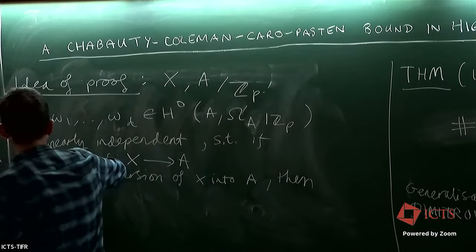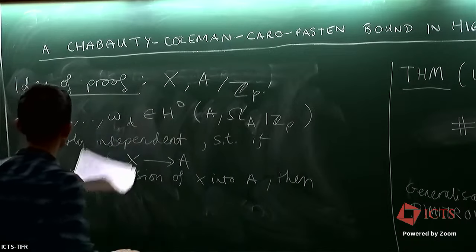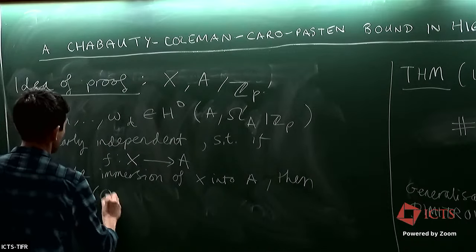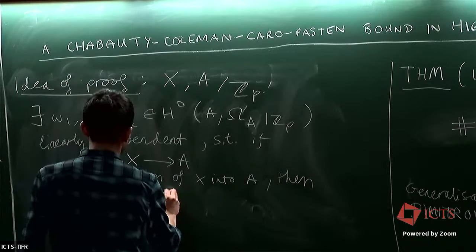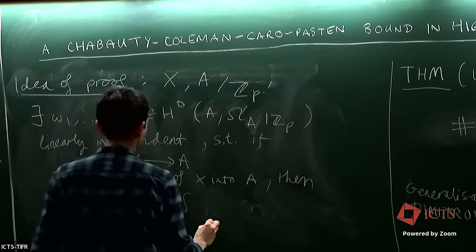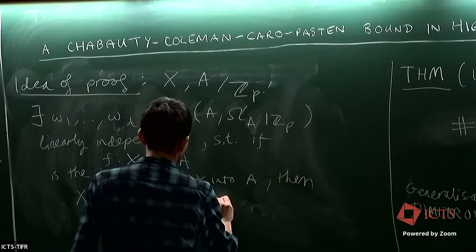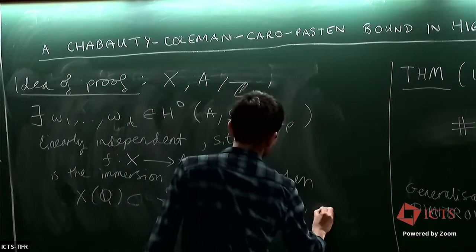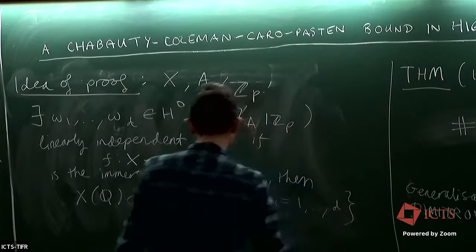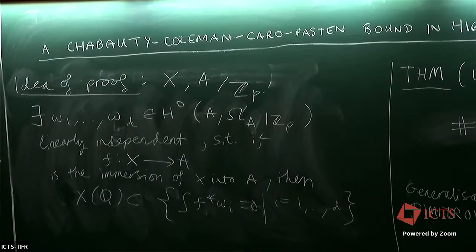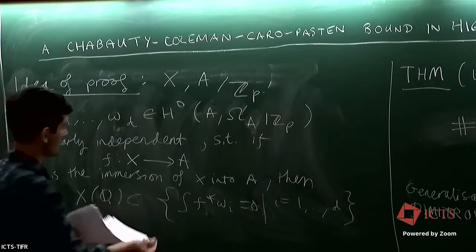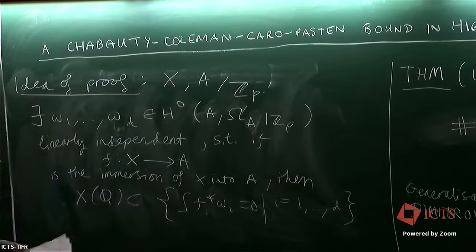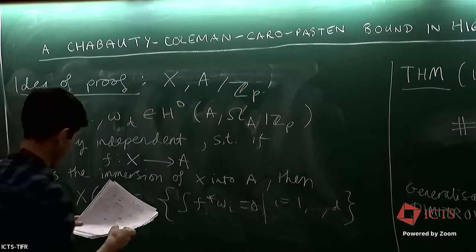Then X(Q) is contained inside the set of all points where the integrals of omega_i equal 0, for i equals 1 to D, with respect to some basis, and where these are the Coleman integrals that those of you who were here last week have heard a lot about, and I'll say a little bit about them later.